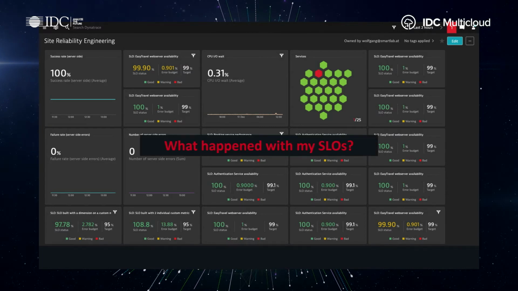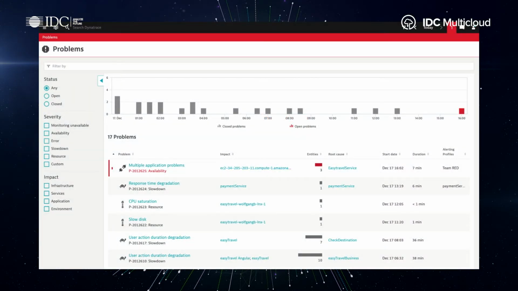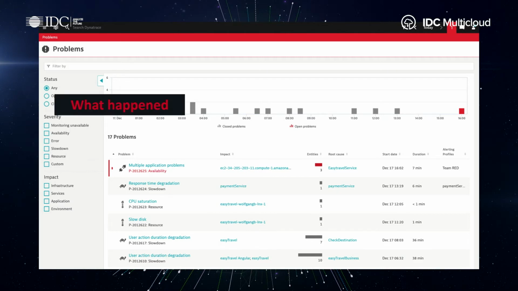So let's take a look at this particular example and let's ask ourselves, well, okay, how does that work? Davis will alert you before your SLOs start to drop. So here we have a problem. Something is wrong with my application. We know at a glance, and this is just out of the box behavior, what happened, right? What's my problem? What is the impact of my problem, right?